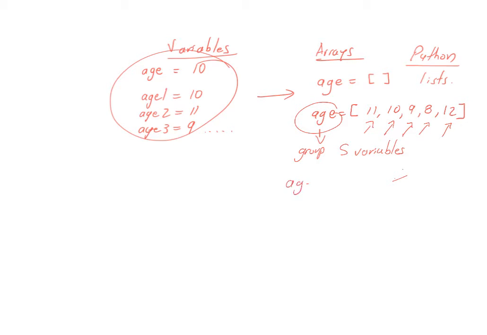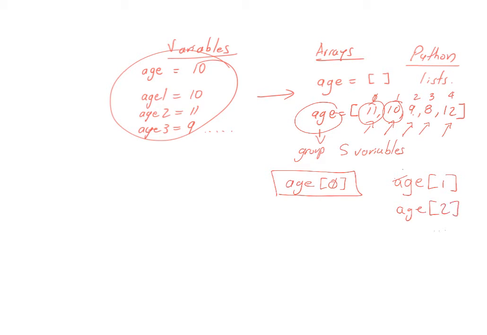So if I want to access, for example, the first age, I'm going to say age 0, because this has to be ordered, so we can access those numbers by accessing this index here. So if I want to access this 11, I have to call age 0. If I want to access this 10, I have to call age 1. If I want to access this, age 2, and so on and so forth, and the last one is going to be age 4.